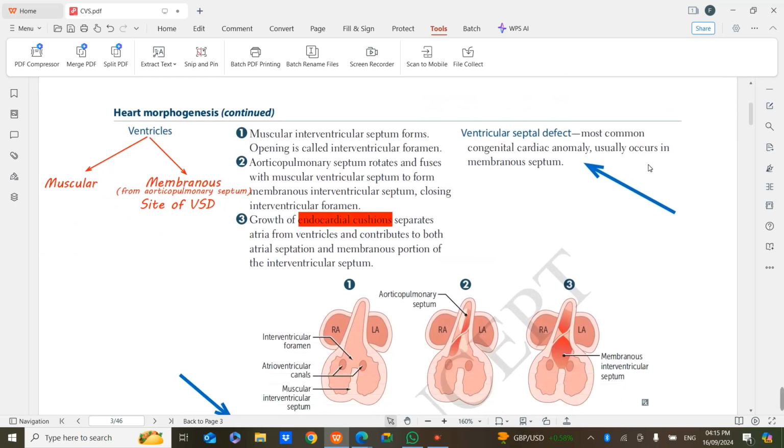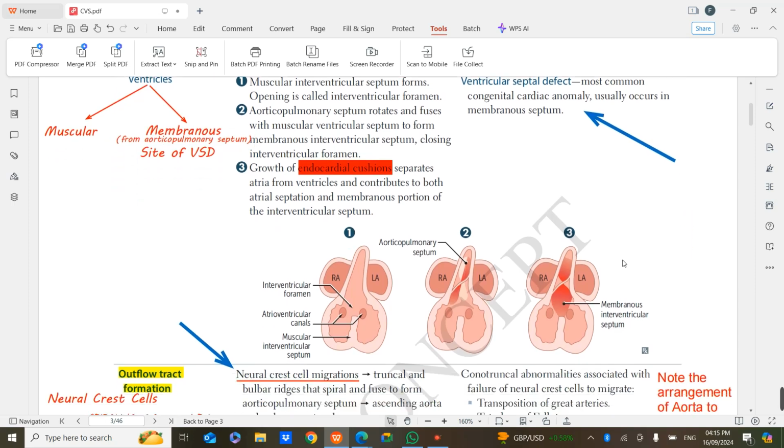Come down to the ventricles. What do you want to take into the exam with respect to the ventricles? The same ventricles you know. We have the right, we have the left ventricle. Now, what is separating those ventricles? We have this interventricular septum. Now, when you mention interventricular septum, how is it formed? We have two portions of interventricular septum. We have the muscular portion, we have the membranous portion.